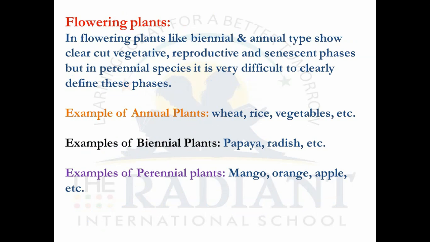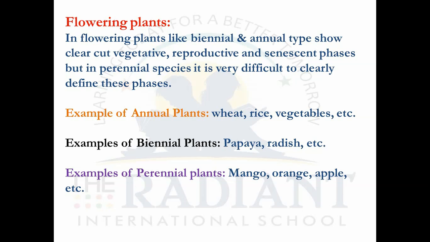In flowering plants, there are three types: annuals, biennials, and perennials. Annuals are the plants which complete their life cycle within 1 year, a very short period. Biennials in 2 years. Perennials, it is more than 2 years. So in annuals like wheat, rice, all vegetables, etc., the life cycle is completed within 1 year. From the seed germination to production of seed, all the events take place within the short period of 1 year. So they are called annual plants.